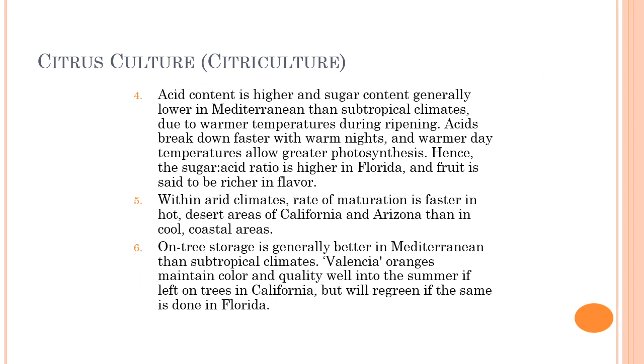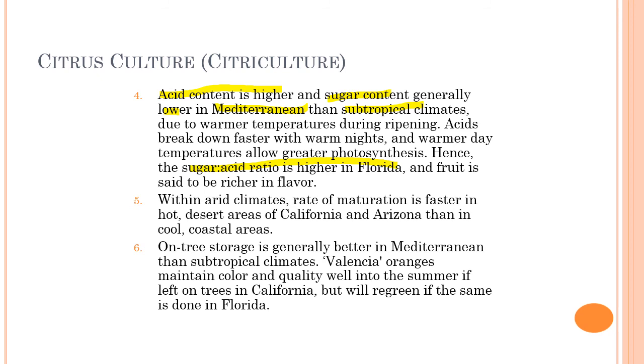Other things of importance to citrus is the acid content. Usually acid is higher, and sugar content usually lower, in cold climates and in the Mediterranean than in subtropical climates. Acid breaks down faster with warm nights, and warm day temperatures allow greater photosynthesis. Hence, the sugar to acid ratio is higher in Florida than it is in other parts of the United States.